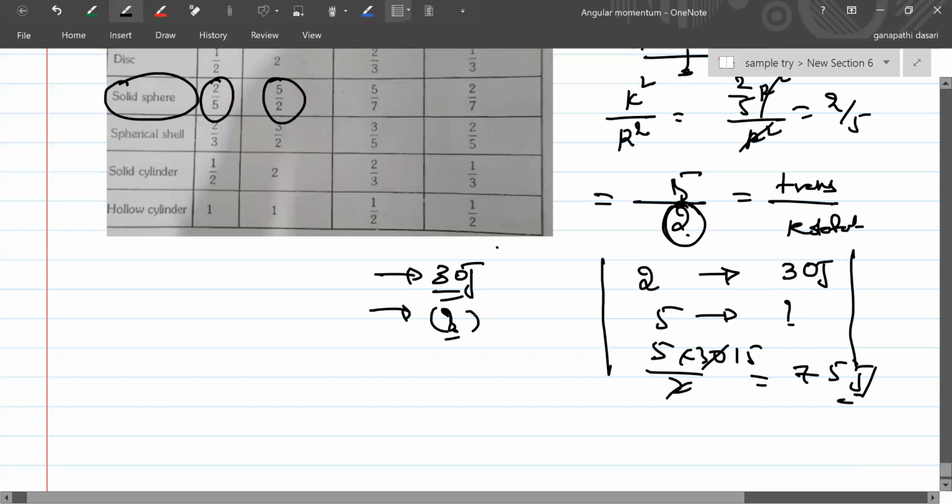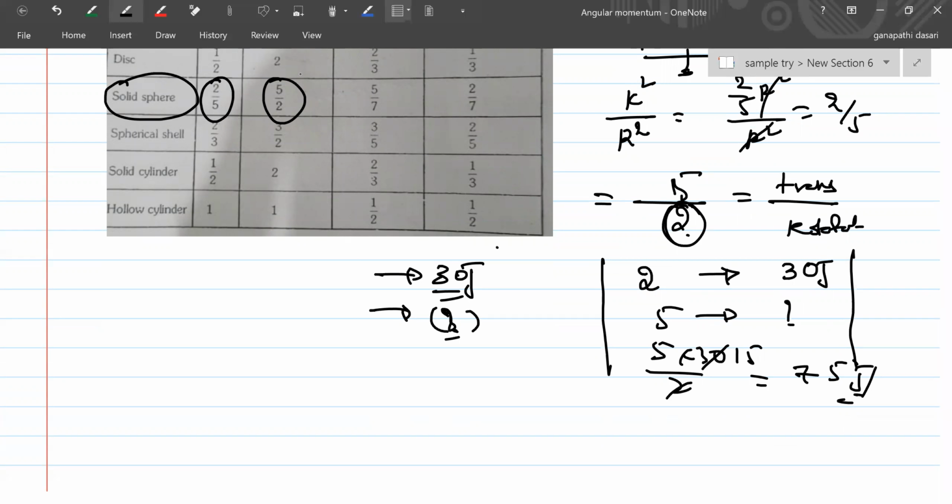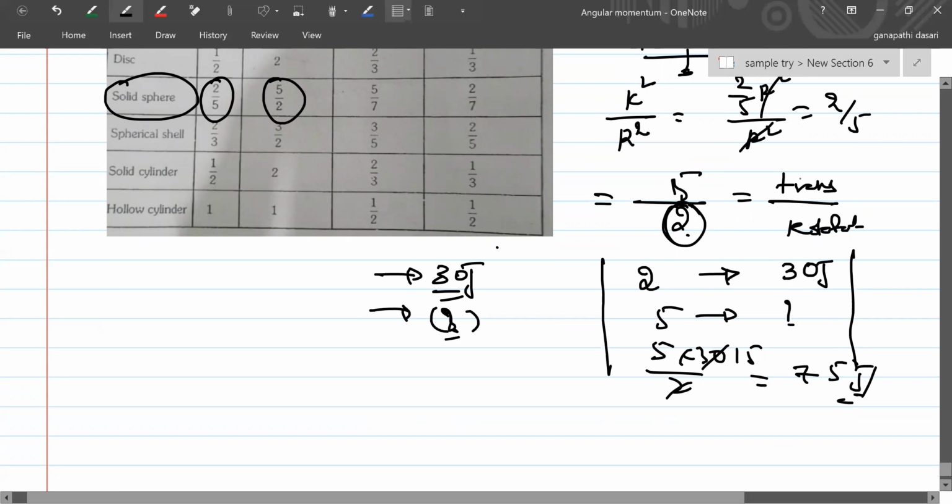There's another way of doing it also, or rather there are some shortcuts to these ratios. I'll tell you whenever the time comes. A lot of questions are asked on these shortcuts, tough questions. So this 5 by 2 is the translational to rotational ratio. Similarly, 5 parts is translational energy here, 2 parts is rotational energy.